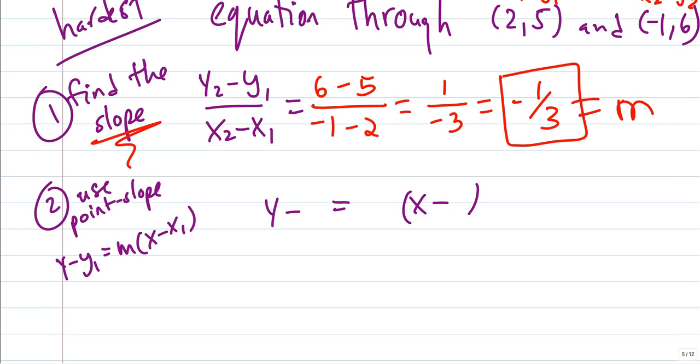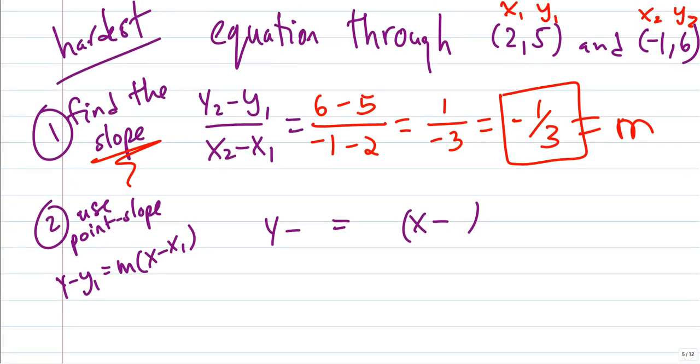Now what do? Well, I now have a point and a slope. In fact, we have 2 points, right? Which point do we use? Good news is it doesn't matter. This line will go through both of those points, so either one. I would choose the easiest, which for me is the 2 and the 5.